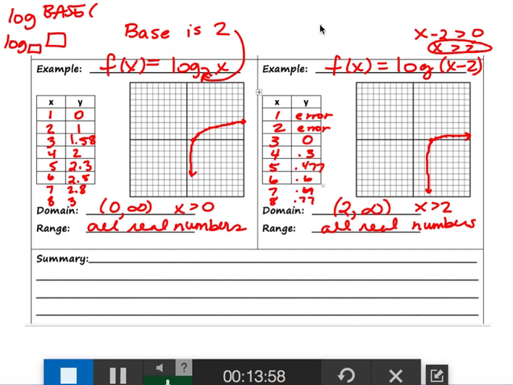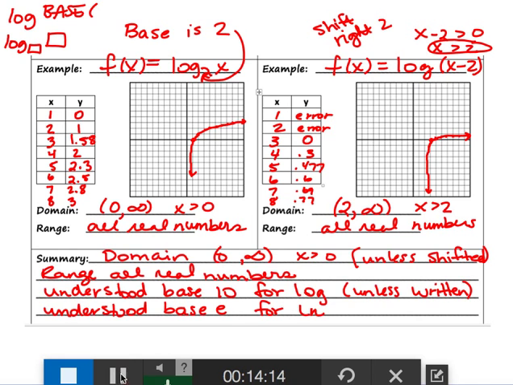So this has basically shifted the graph over, shifted right 2. Again, it's the same pattern that we've noticed. It's the opposite of what you think. So it shifted to the right 2.